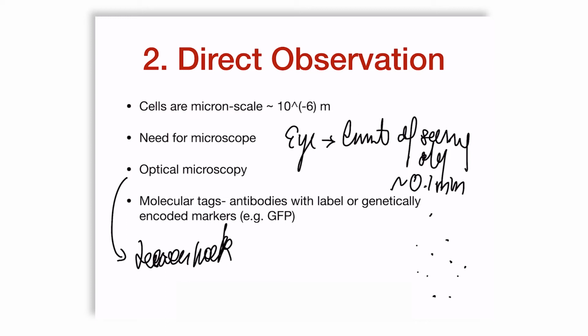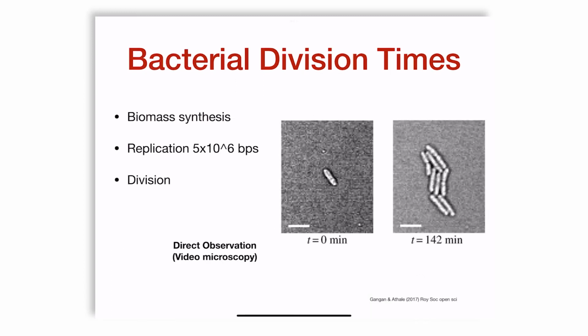And a whole series of biologists, inventors, physicists, opticians went on to improve the methods. In combination with the biochemistry that allowed us to get molecular tags for antibodies or genetically encoded markers like GFP, microscopy has become almost the most favorite method of all cell biologists because it also allows you to directly observe.